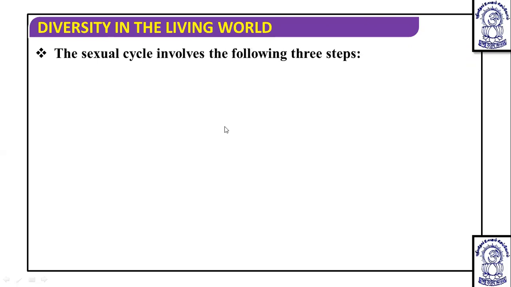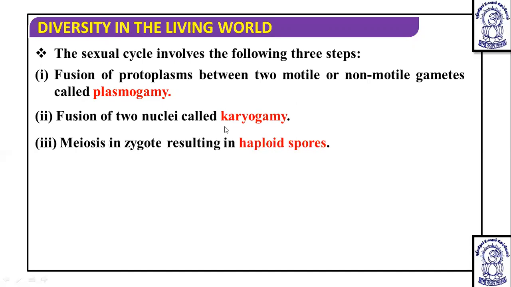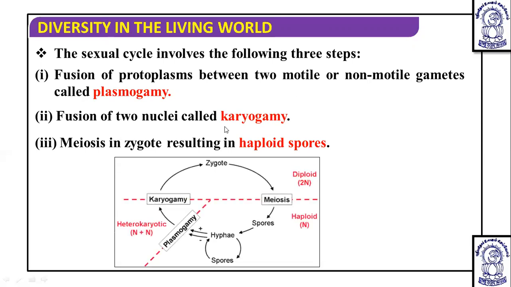After asexual reproduction, now we are going to study sexual reproduction in fungi. The sexual cycle in fungi involves three steps. First is plasmogamy, in which the protoplasm of two motile gametes fuses. So plasmogamy is the fusion of protoplasm, and that is the first step. After that comes the fusion of nuclei, known as karyogamy. After karyogamy, meiosis will occur in the zygote, and the resulting haploid spores will be produced. That is shown diagrammatically here.